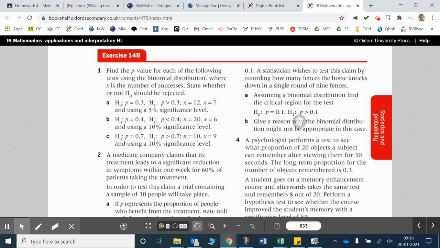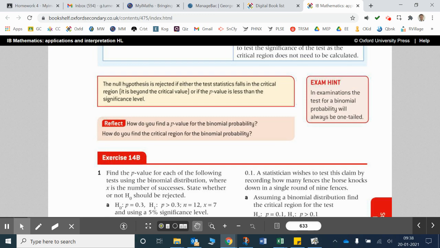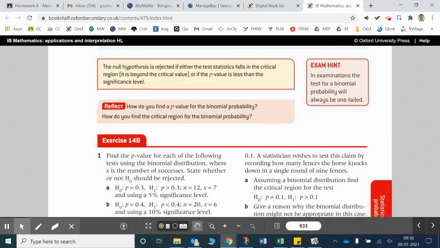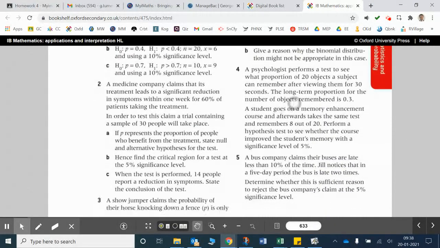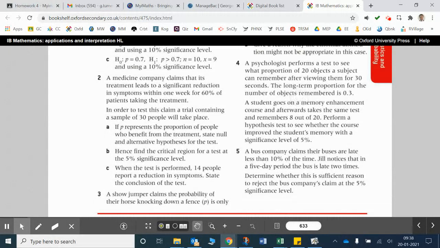Hi there, guys. I'm going to look at question 2 here for exercise 14b. This is hypothesis testing with the binomial distribution. Okay, so a big issue with this question when I'm looking at it is the alternative hypothesis. I think that that's not clear, but we'll see that as I go through the example. And I'll kind of match up to the answers in the back of the book for this one.